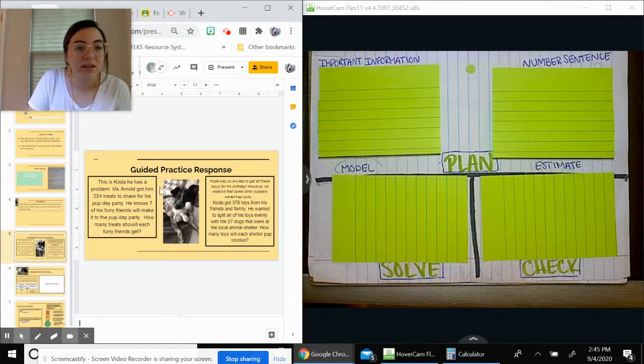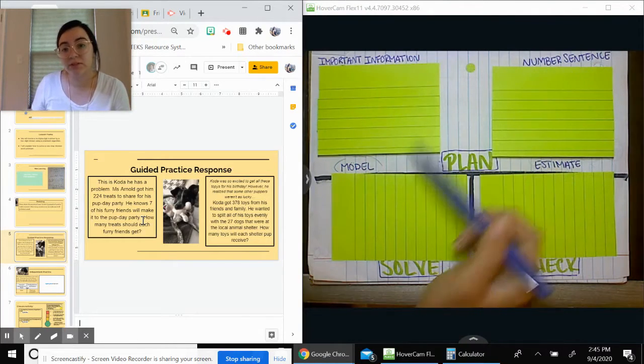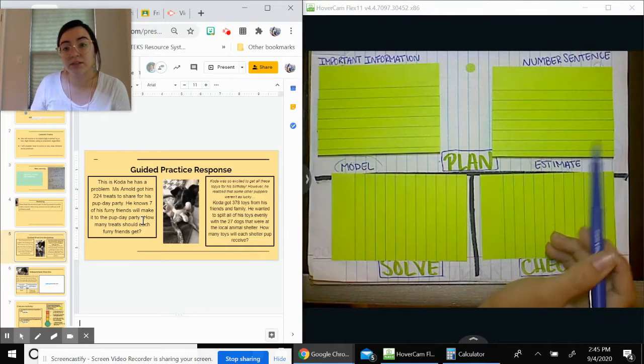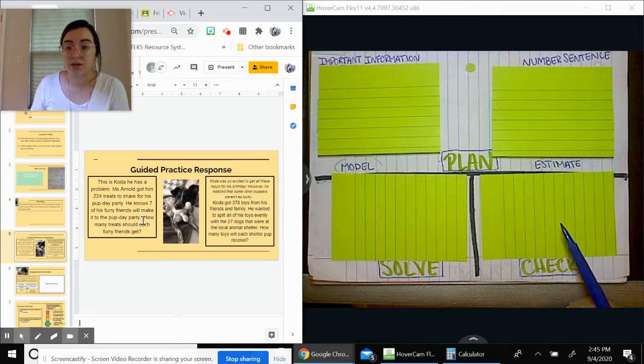Little humans, I am going to go through these two guided practice problems. We're going to use the four squares, so we're going to find the important information, the number sentence, we're modeling and estimating our work, and then we're going to solve and check. So we're doing our plan, solve, check method. First thing we need to do is read our problem.